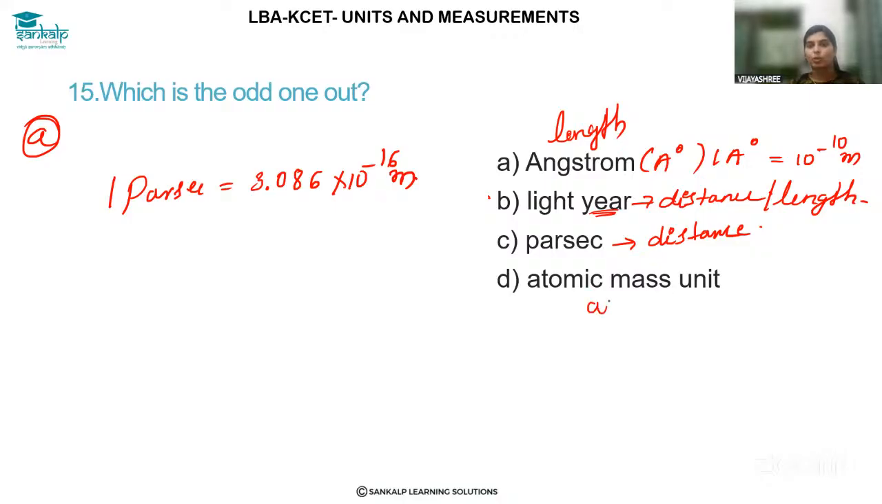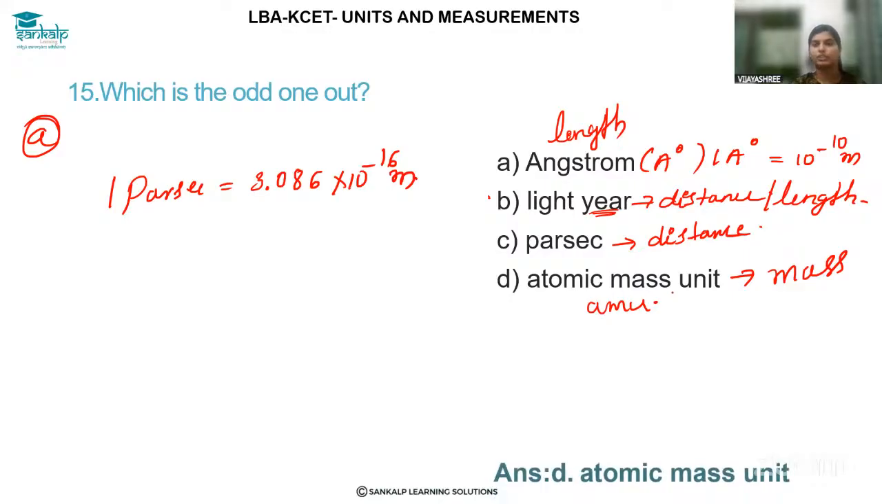AMU ಅಥವಾ atomic mass unit ಅಂದ್ರೆ ಏನು? It is a unit of mass. It is not length. Okay. So option A is the unit of length. Option B also it is a distance, again length only. Parsec also distance, again it is a unit of length only. Atomic mass unit it is a unit of mass. So the right answer is option D. Atomic mass unit is the odd option among the four. Thank you.